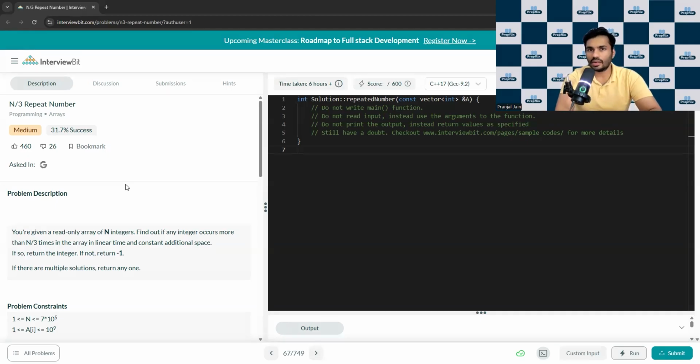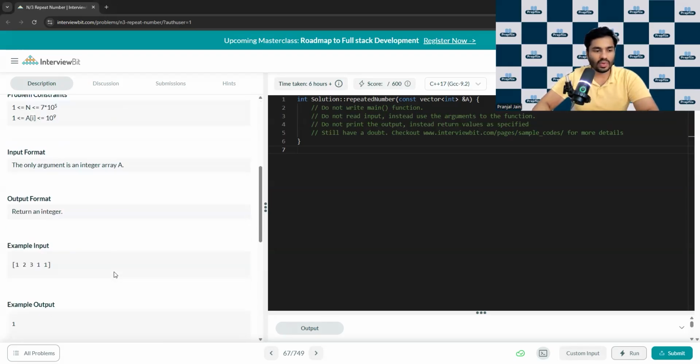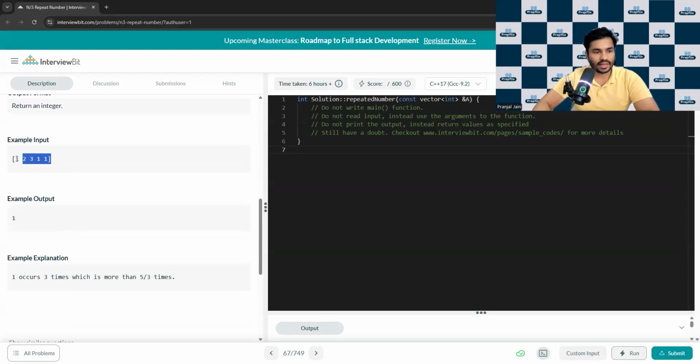You're given an array, all the input is integer in this. And in this integer array, you have to tell whether any number exists more than n by 3 times or not. If there is no such number, you return a -1 as the answer. All right. Let's take one example to understand this in more detail. Let's take this 1, 2, 3, triple 1 as the example.